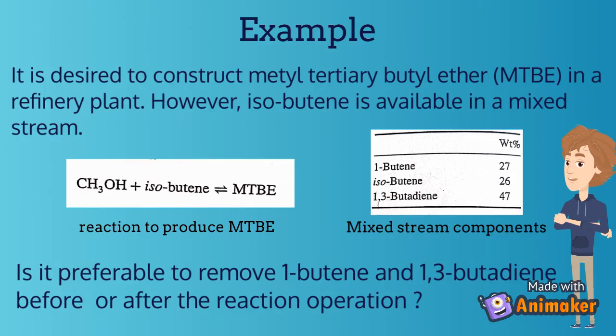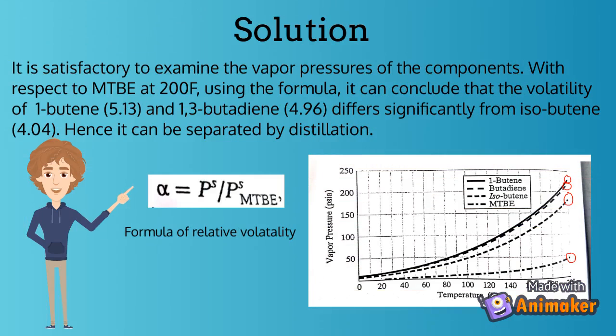We will now see an example of Heuristic 3. In this case, it is desired to produce methyl tertiary butyl ether in a refinery plant. As we can see in the reaction on the left, isobutene is needed. However, isobutene is available in a mixed stream together with 1-butene and 1,3-butadiene, as in the picture on the right. The question is: is it preferable to extract only isobutene for this reaction? Let's see how it is done.